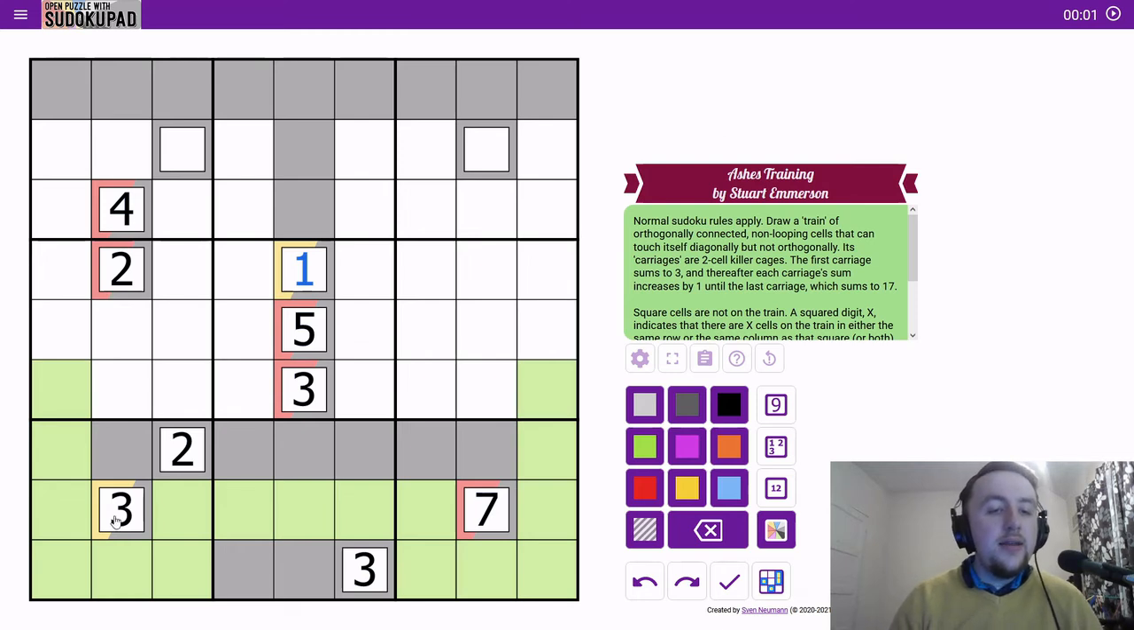Now let's have a look at this 3. Oh, in fact, let's have a look at this 3 clue. That's something we could have done a while ago. We've already got 6 train cells in the row, so there's no way that can be referring to the row. It must be referring to the column.